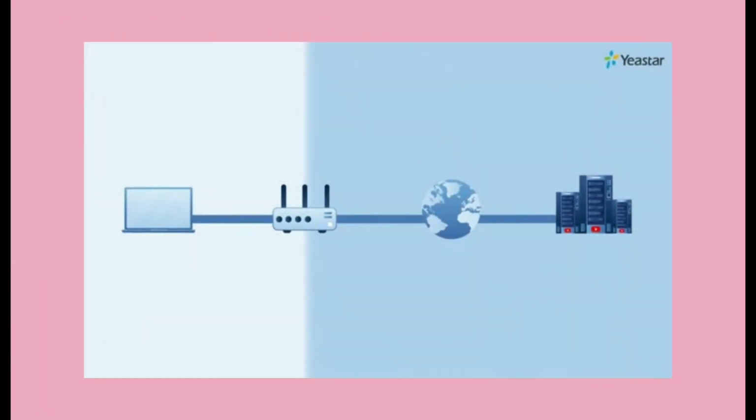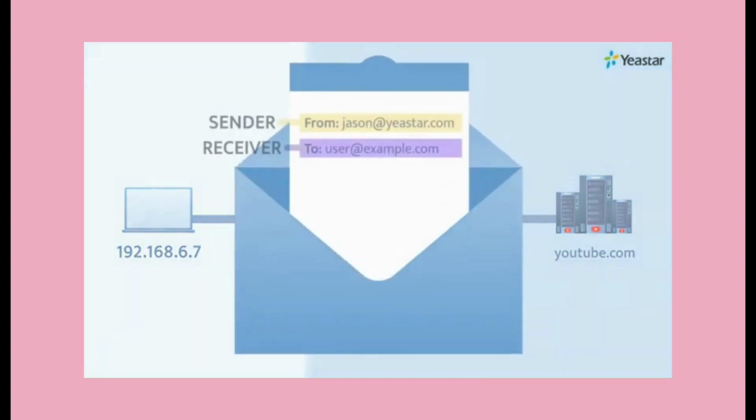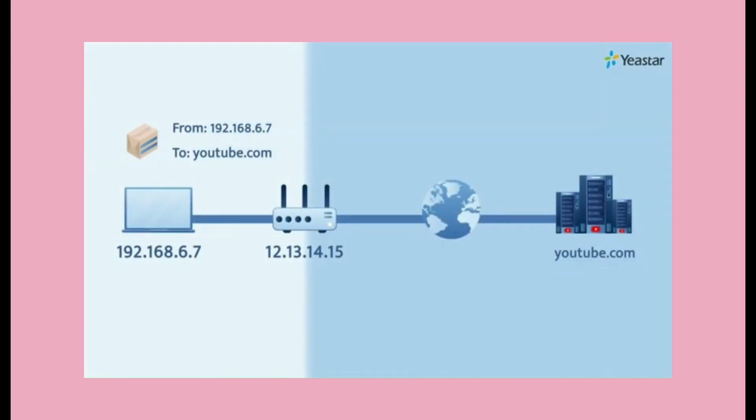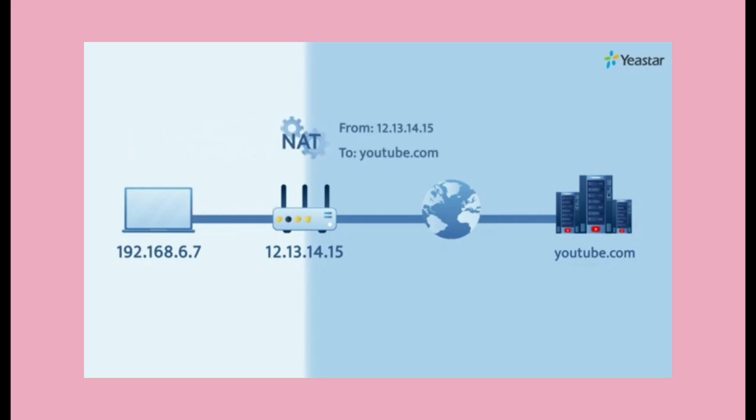As we know, in this situation, you have a local private IP address on your laptop, a static public IP address on the router, and the YouTube server's domain name. It's kind of like when you send an email, data packages sent from your laptop will be attached with the local IP address labeled as sender and YouTube server's domain name as the receiver. When packages reach the router, NAT will change your local IP address to the public IP address, and the router will send modified packages to the YouTube server.